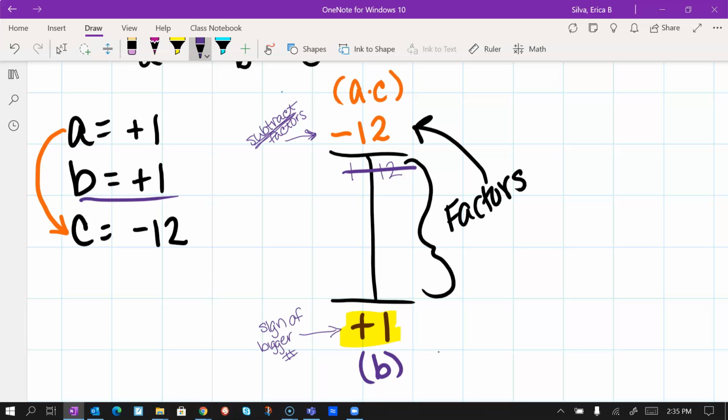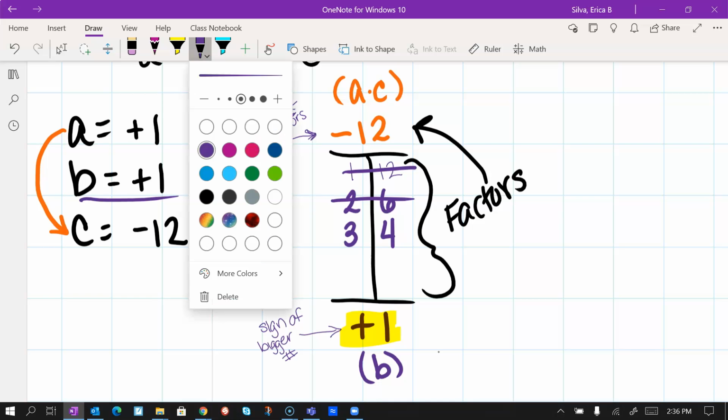What are other factors? 2 and 6. So let's subtract those factors. 6 minus 2, does that give us 1? No. So we're going to try other factors. What are other factors? 3 and 4. If we subtract those numbers, does that give us 1? Boom. So then these are our winners.